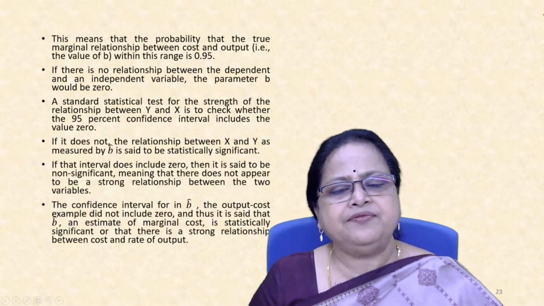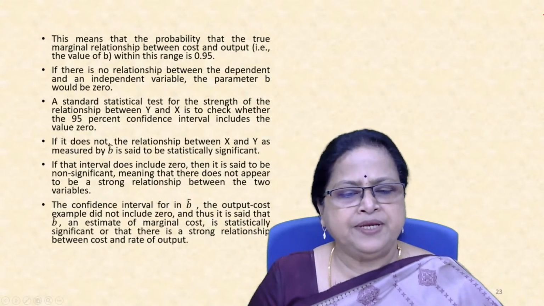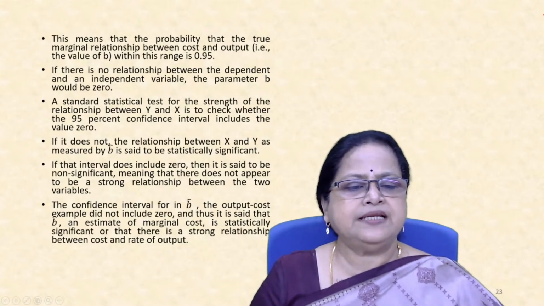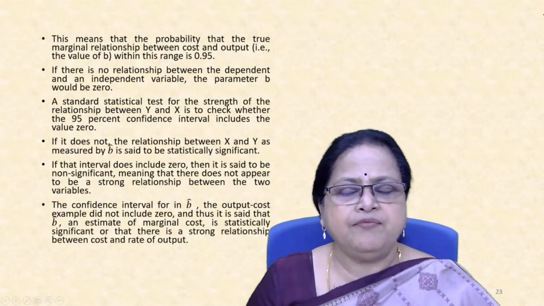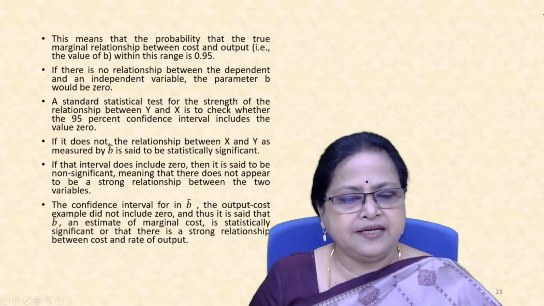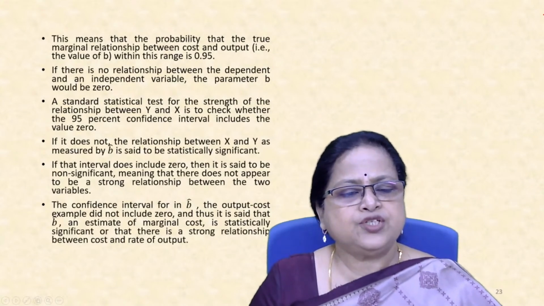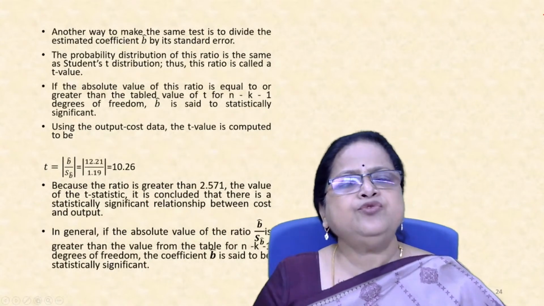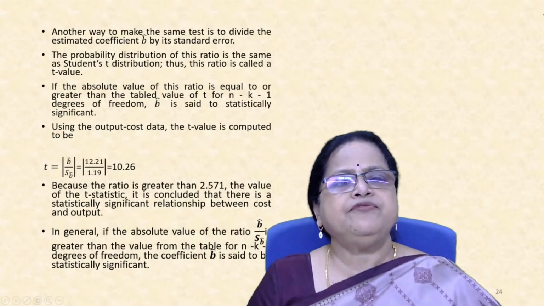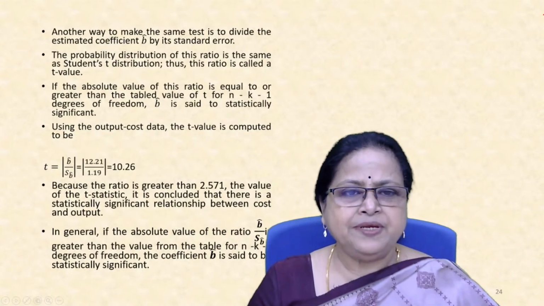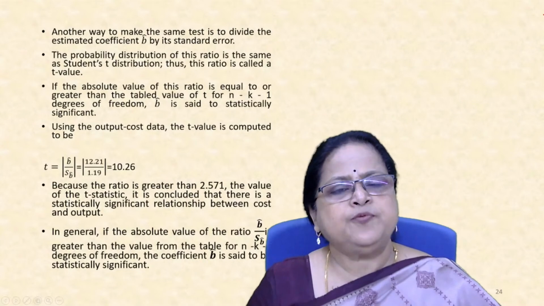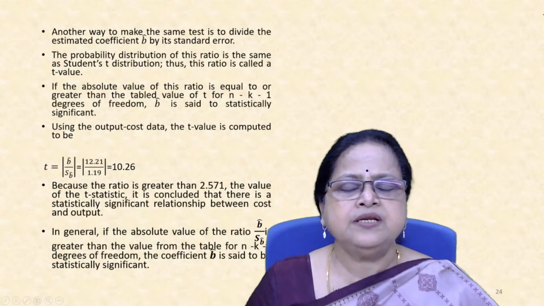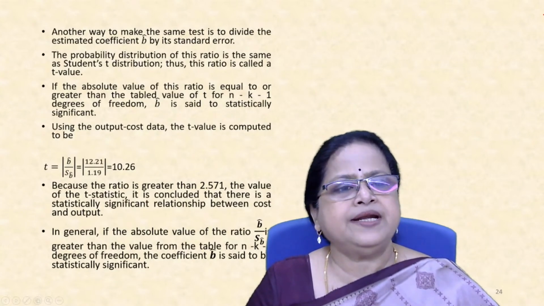The confidence interval for B hat, in the output cost example, did not include 0, and thus it is said that B hat, an estimate of marginal cost, is statistically significant, or that there is a strong relationship between cost and rate of output. Another way to make the same test is to divide the estimated coefficient B hat by its standard error. The probability distribution of this ratio is the same as student's t distribution. Thus, this ratio is also called a t value.